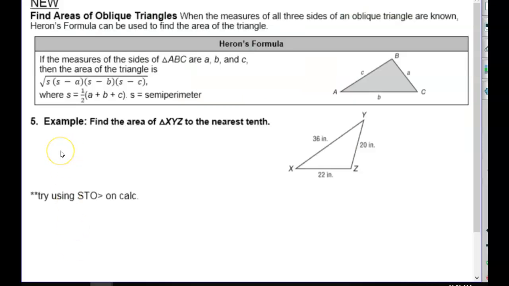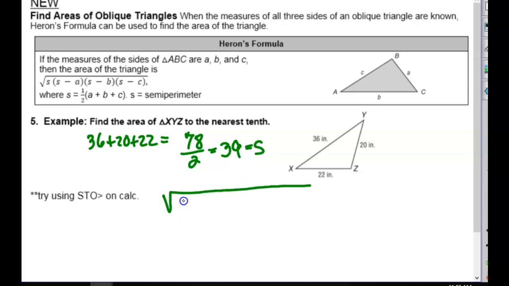So let's try this example you have on your worksheet, number 5. If you add these all up, 36, 20, and 22, 78 maybe, anybody? Divided by 2 is 39, is that the S? Did anybody get that far? Okay. So then you can store that into X if you want.